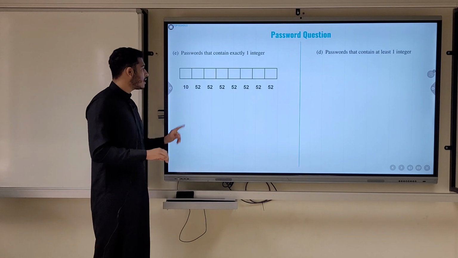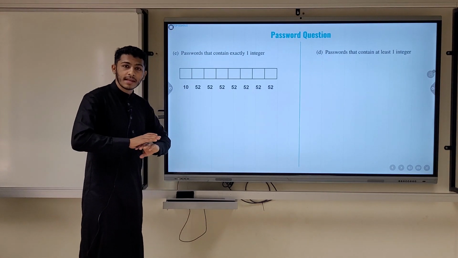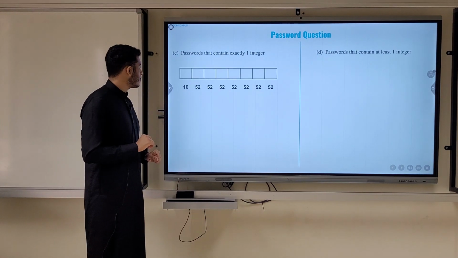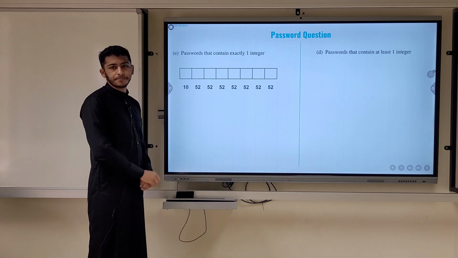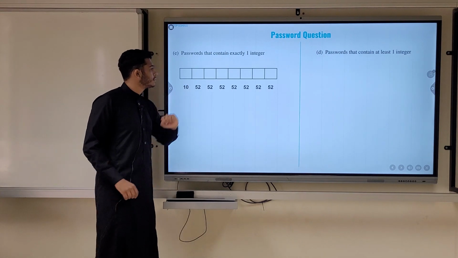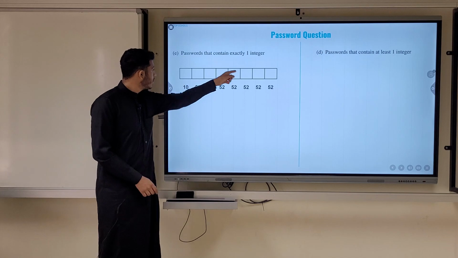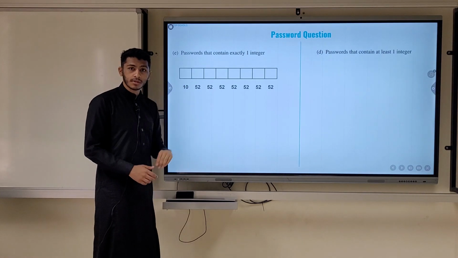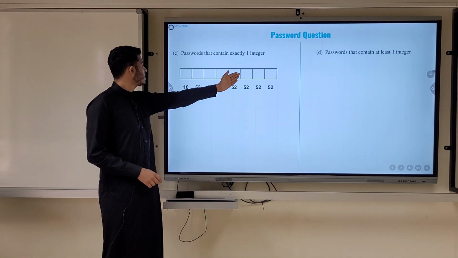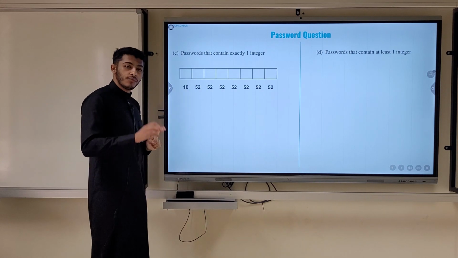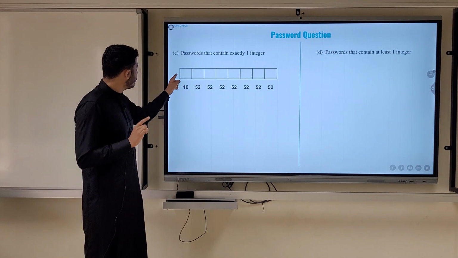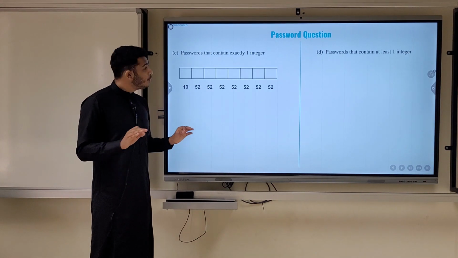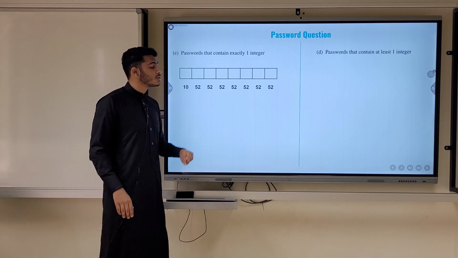I just did the multiplication rule, and I put the answer as it is. Here's the thing. What if we want to put the integer here? What if we want to put it here, or here, or here, or any other slot? We have 8 slots. We only accounted for where we have the integer in the first slot only. We need to account for the 8 slots, all of them.